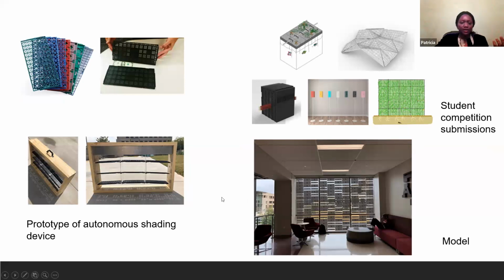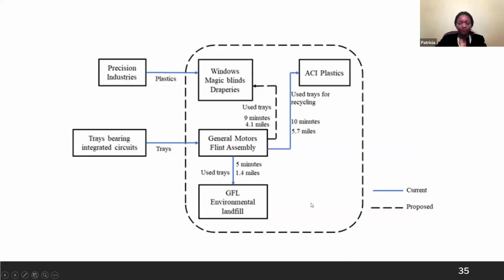We also had a student capstone project where they designed a prototype autonomous shading device. This device is designed to go with the movement of the sun and tilt with it. There were motors in this top part. And then we have a simulation of it in one of the buildings on campus. We also do the system boundary thing where we have the current and the proposed. So the current practice is in blue.